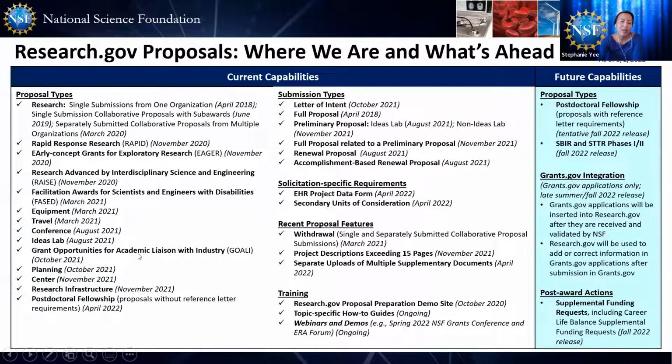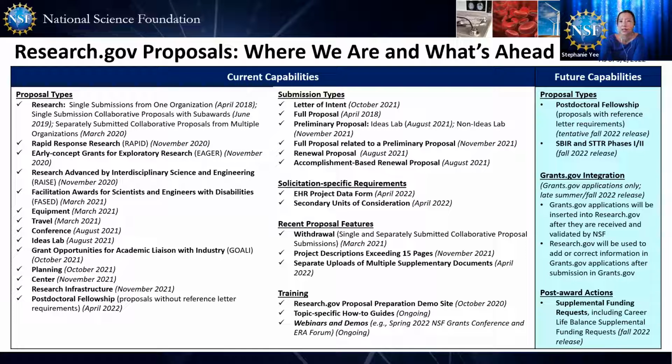The major items that we have not migrated yet to Research.gov are what I call special postdocs. Those are postdoc fellowships that require reference letters. Most of them don't require this, but these are the few that do. Also SBIR and STTR opportunities.